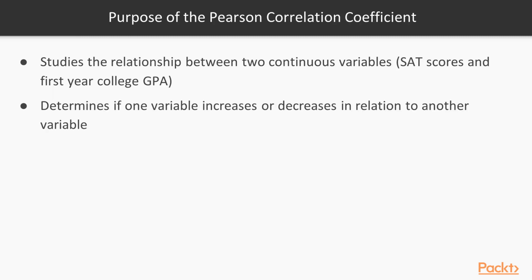The Pearson correlation coefficient is used to quantify the strength and direction of the relationship between continuous variables. It is a measure of the extent to which there is a linear, or straight line, relationship between two variables. Assessing correlation coefficients allows researchers to determine both the direction and the strength of this relationship. For example, we could use the Pearson correlation coefficient to assess the relationship between SAT scores and first-year college GPA. And then we can determine if one variable increases or decreases in relation to the other variable.